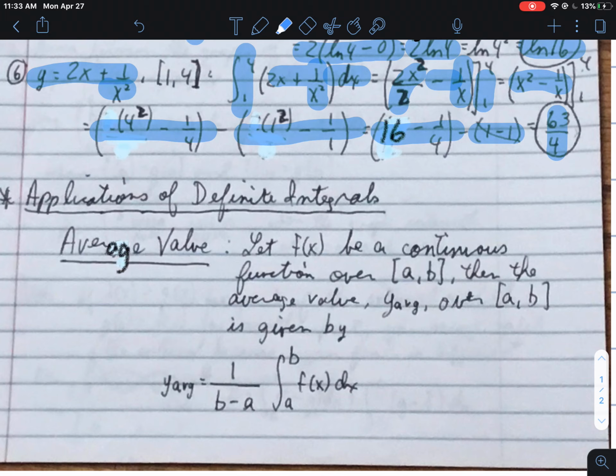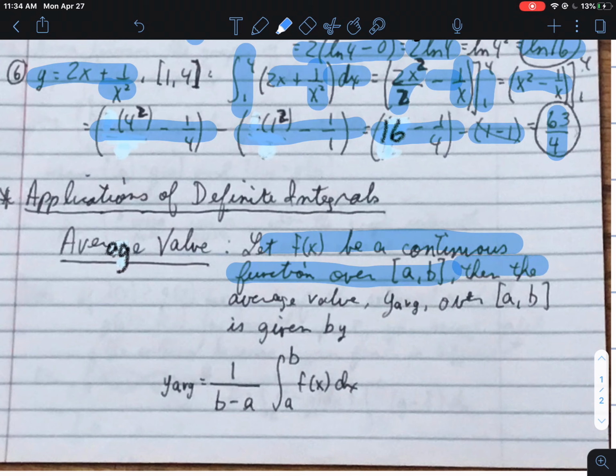So we're going to let f of x be a continuous function. Remember that idea of continuity? Continuous means you could draw the graph by putting your pencil to paper and not picking it up till you're done. So f has to be continuous on our interval from A to B, whatever that happens to be.